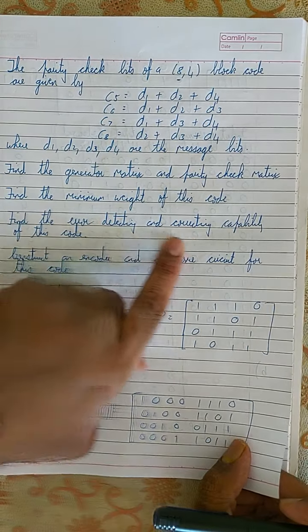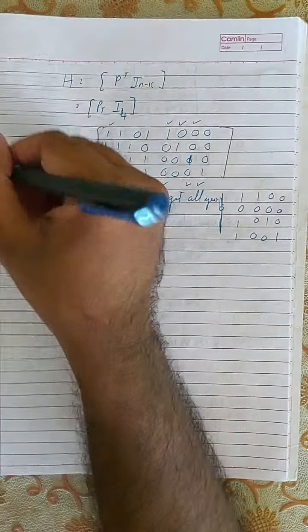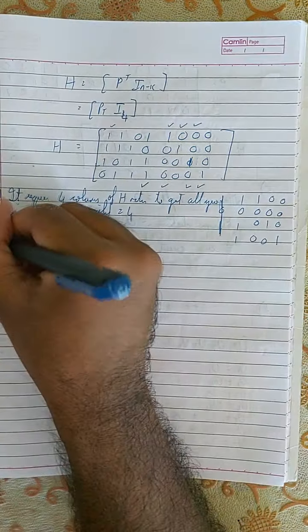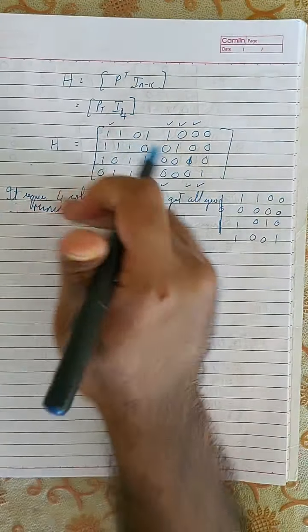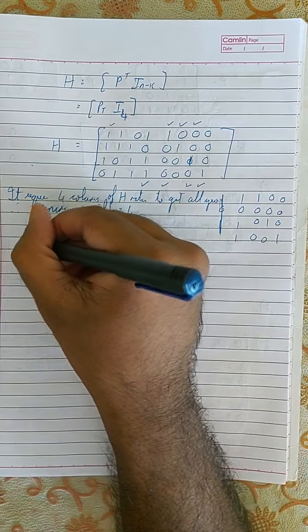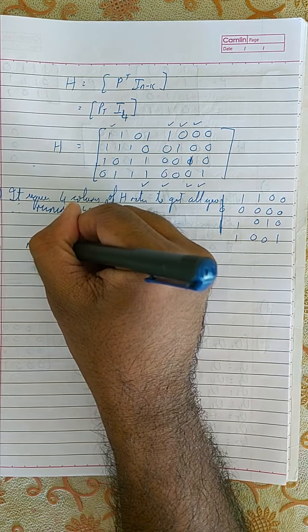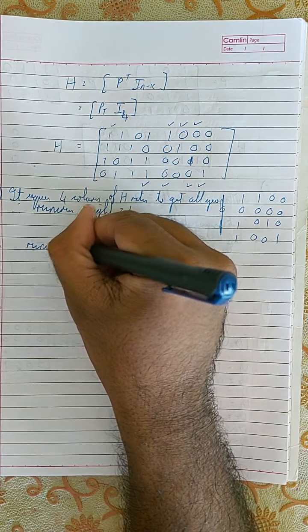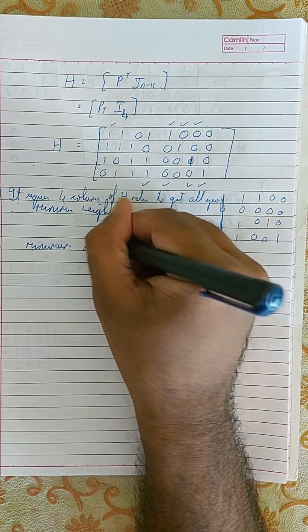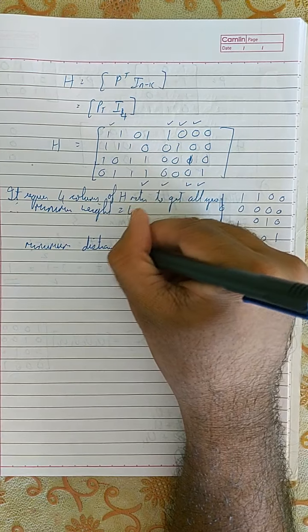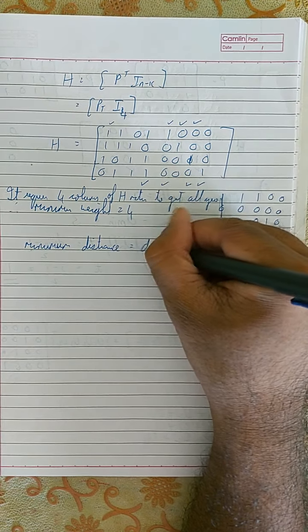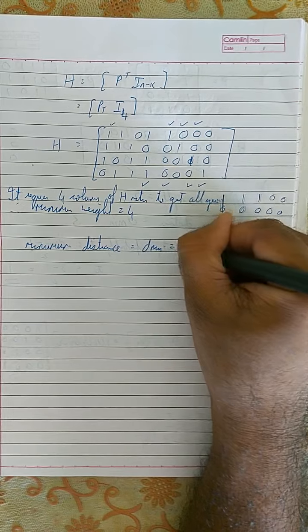The next question they have asked is to find the error detecting and error correcting capability. This is the C part. Since the minimum weight is 4, the minimum distance is also equal to 4, because the minimum distance of an (n,k) linear block code is the minimum weight itself. So d min is also equal to 4.